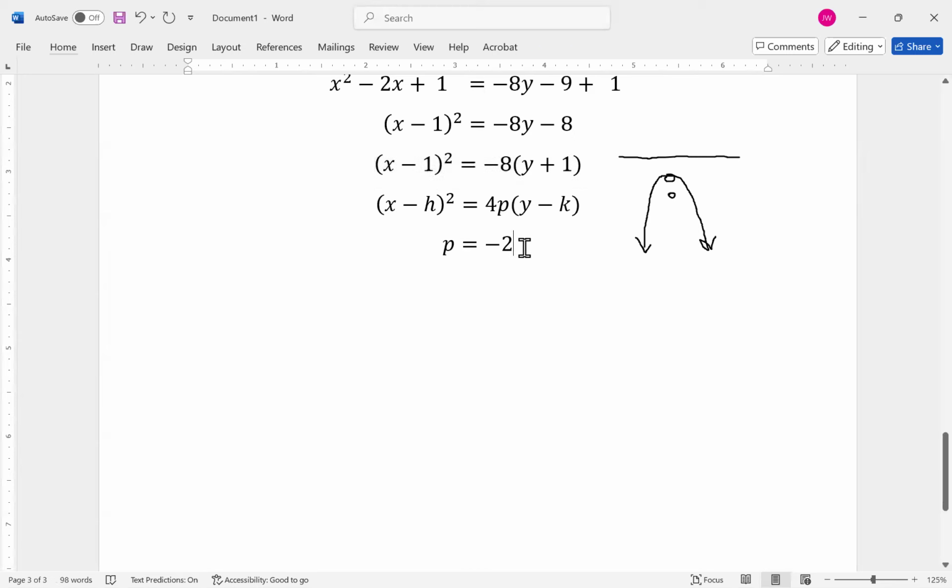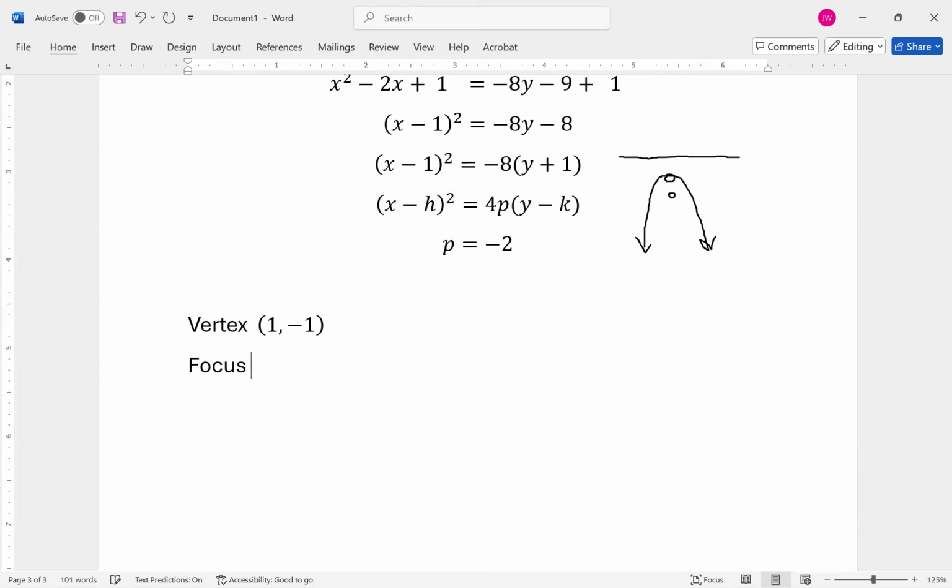So, in other words, I can clearly see that the vertex is h of 1, k of -1. So the vertex is (1, -1).